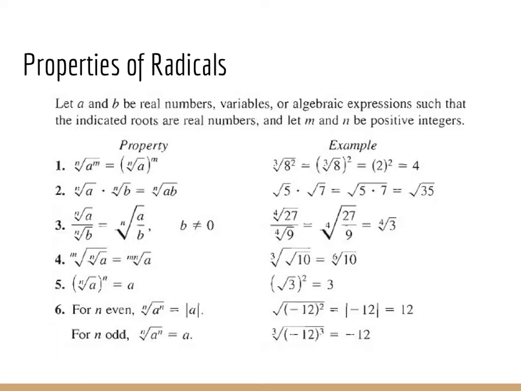So the fourth root of 27 over the fourth root of 9, we can combine that to make it the fourth root of 27 ninths. And then simplifying 27 ninths, this is equivalent to the fourth root of 3.